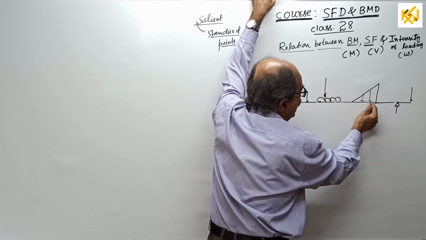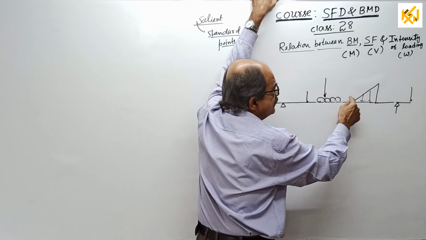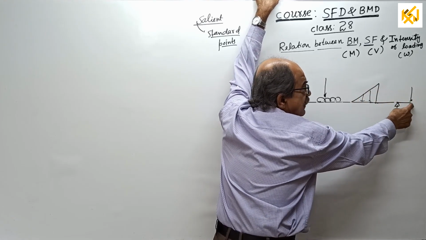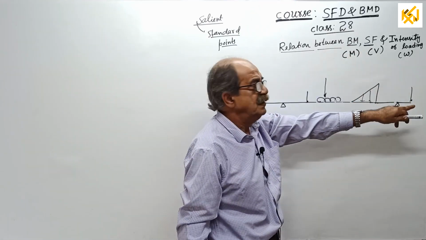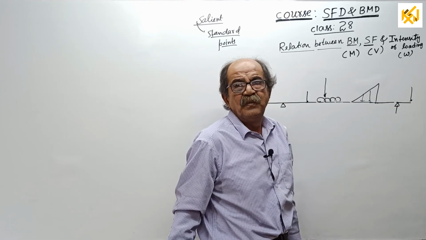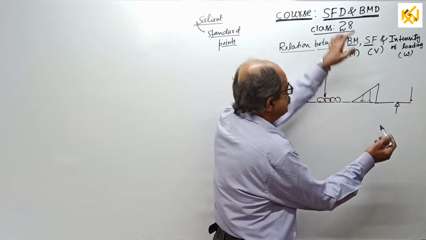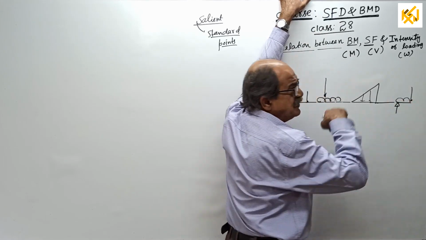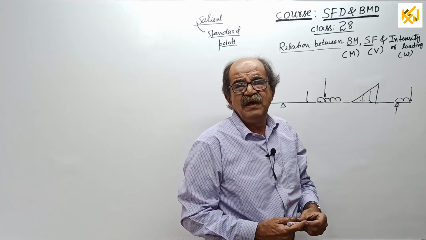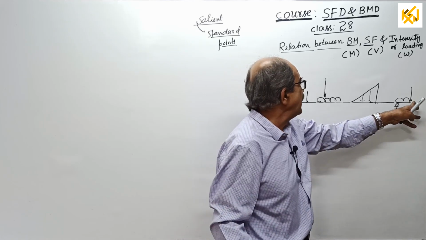Same here, this is the point where the UVL starts and where the UVL ends. Here there is a double reason. One reason is that it is the end of the beam. The second reason is that a point load is there. Suppose there is one more reason, the end of the UDL. For any of the reasons, this is a standard point.